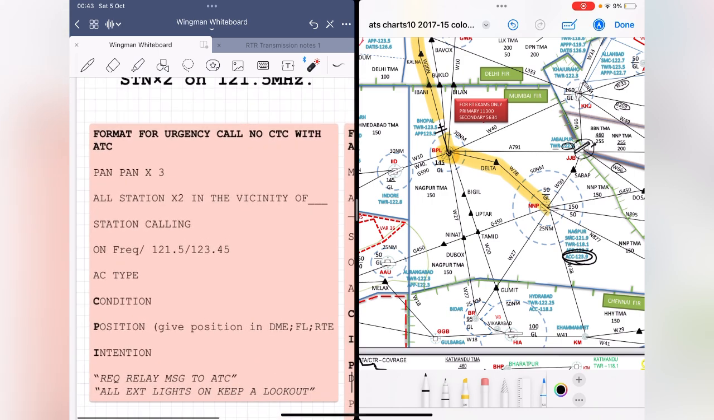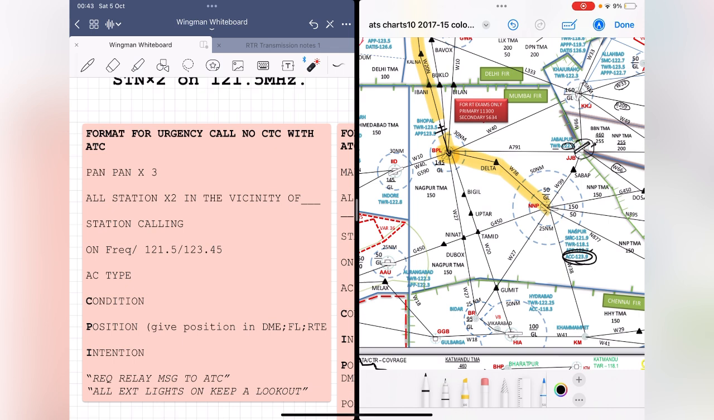So what's the format there? The format for an urgency call when you have no contact with the ATC would begin again with a pan-pan. Okay, this is for urgency. So the format would be pan-pan, pan-pan, pan-pan, all stations, in the vicinity of, in my case, 20 nautical miles of Bravo Papa Lima. Station calling. What's the station calling? I am 6E968, right? On frequency, what was my last followed frequency? Last I was on the area control frequency, and so I'm going to contact 123.9. What is the aircraft type? I'm an Airbus A320.